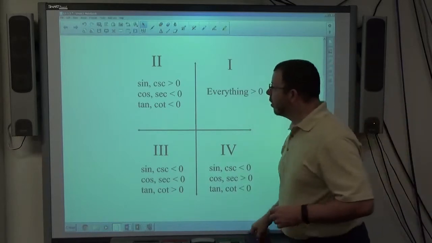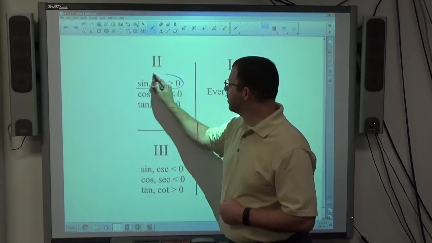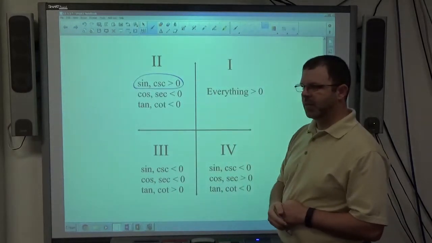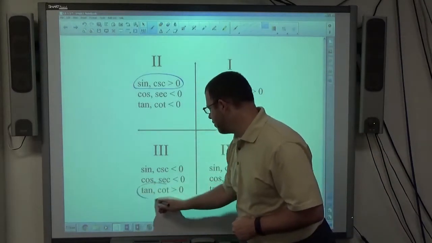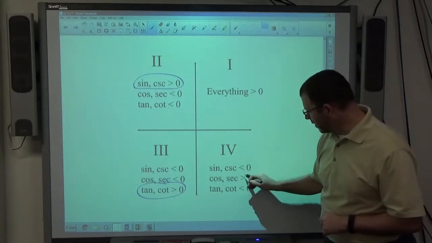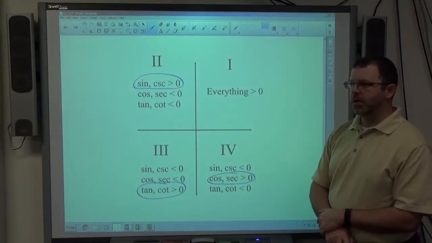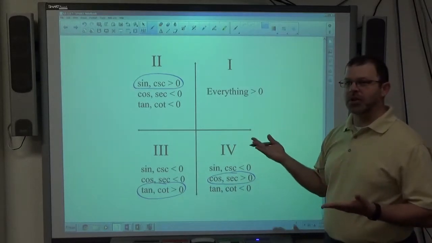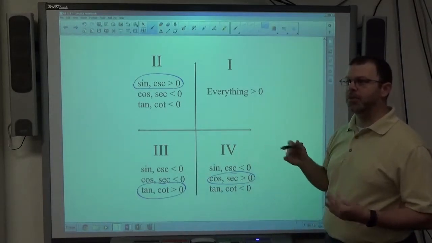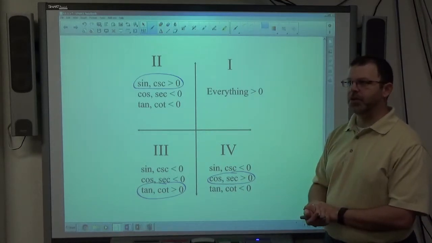All right? So if you take a look in the second quadrant, sine and cosecant are positive, everything else is negative. In the third quadrant, tangent and cotangent are positive, everything else is negative. In the fourth quadrant, cosine and secant are positive, everything else is negative. And again, if you just remember sine, tangent, and cosine, if you remember those three, then you know you got your reciprocal functions figured out also.